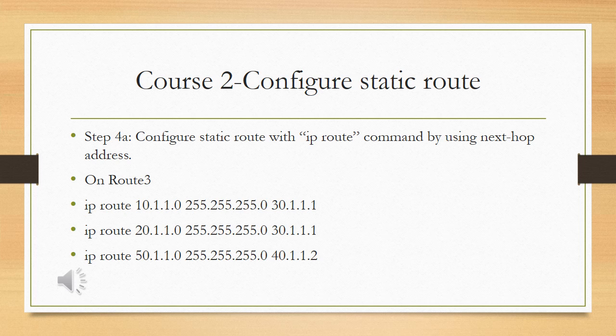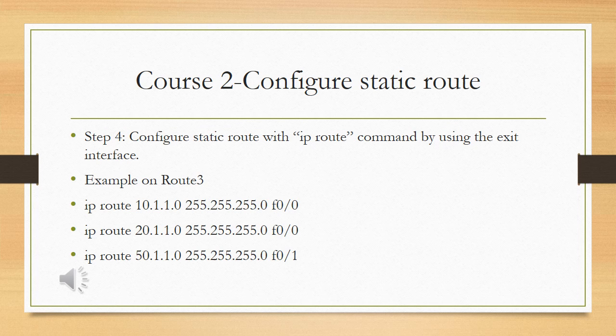And here are the commands to configure the static route on router 3. It needs to know where the 10, 20, and 50 networks are. For 10 and 20, it uses the next hop address 30.1.1.1. For the 50 network, it uses next hop address 40.1.1.2. For router 4, it connects to the 40 and 50 networks, and it doesn't know where the 10, 20, and 30 networks are. So the command is given to the router with the same next hop address, 40.1.1.1.